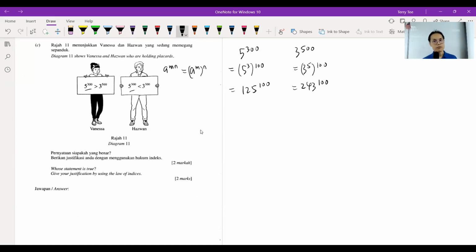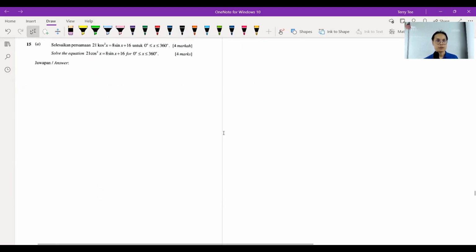You can see the 125 is smaller than 243, right? They have the same power. We compare the base, 125 is smaller than 243. Therefore, 5 power 300 is actually smaller than 3 power 500. So who is correct? Hazwan. Yeah. Siapa yang benar? Hazwan. Pernyataan Hazwan. Okay, I just write Hazwan. Yeah, that's all. Hazwan is correct, not Vanessa. All right, moving on.